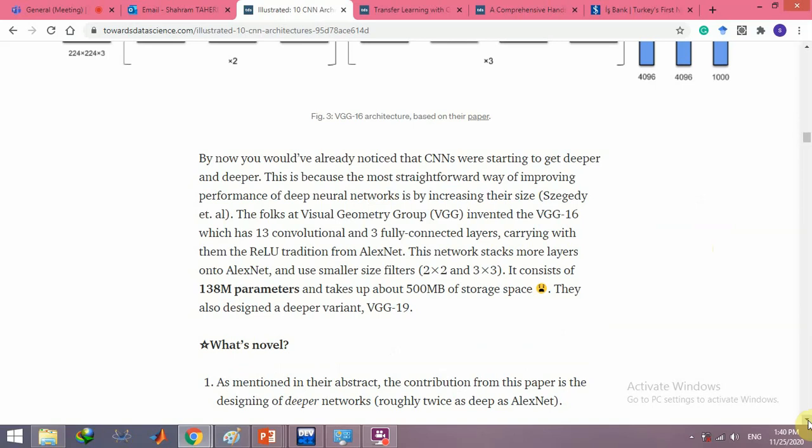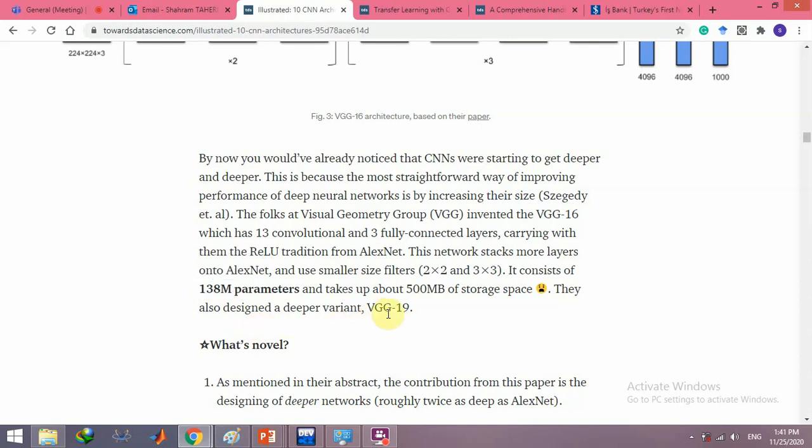One of the novelties of their work is increasing the number of layers. They found out that by increasing the number of layers they can improve the performance of deep neural networks. VGG16 has 13 convolutional and 3 fully connected layers, and between all of them we use a ReLU layer. And as I mentioned, in the convolutional layers we use a 3 by 3 kernel, and for all of the max pooling they use a 2 by 2 kernel size. It has 138 million parameters.